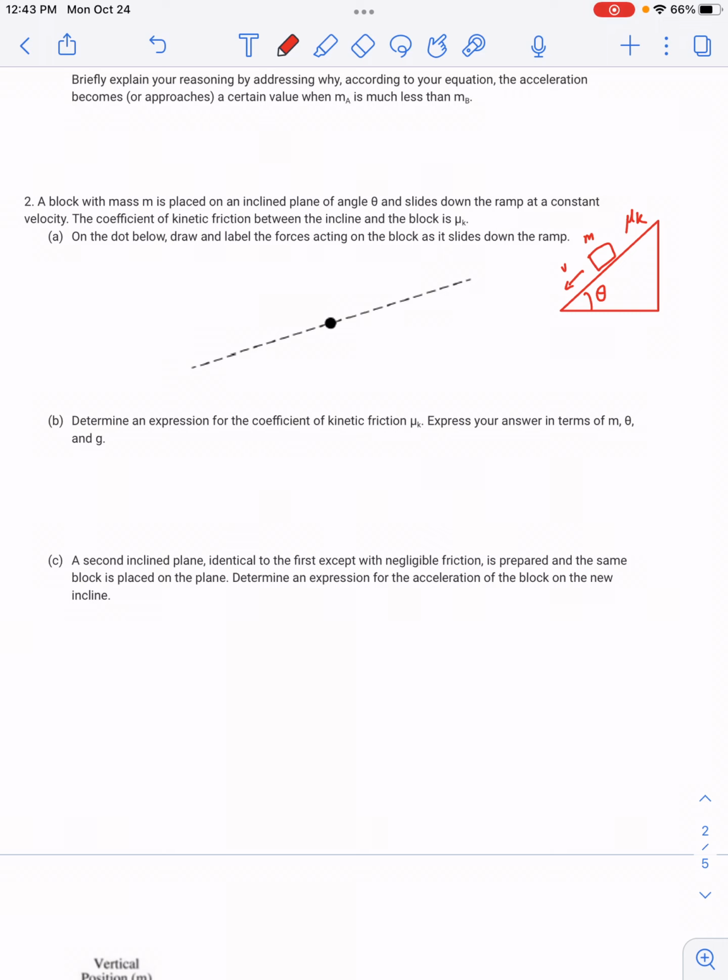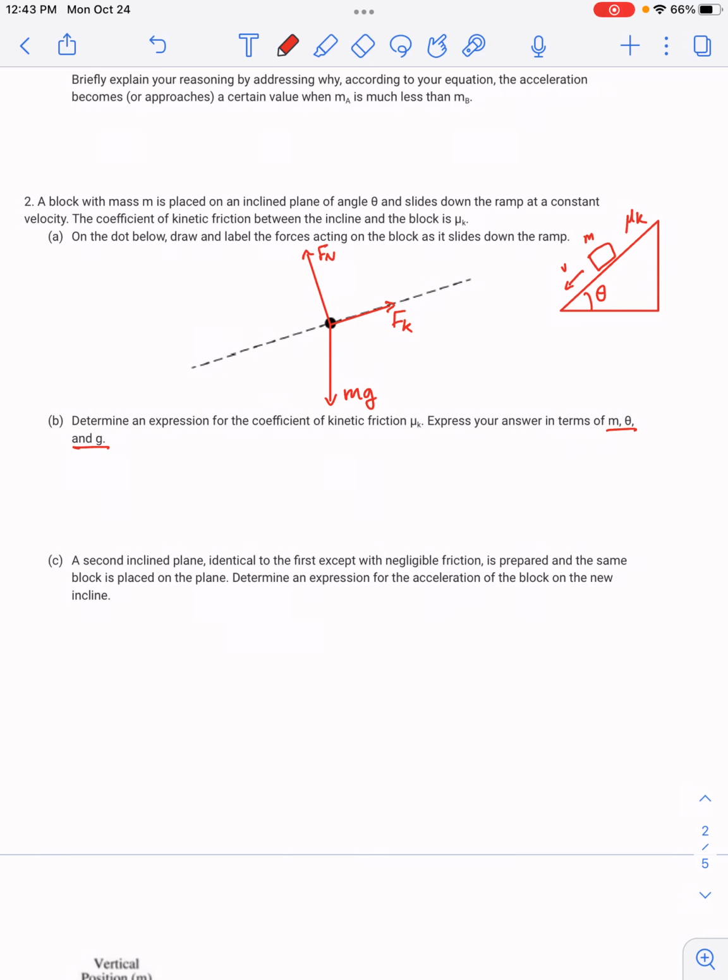So, first of all, the weight of the block, mg, points straight down, right? The normal force would act at 90 degrees from the surface, and then friction, since this thing is sliding down the ramp, would be up the ramp, okay? So that would be all our forces here. We want to write an expression for the coefficient of kinetic friction in terms of m, theta, and g, all right?